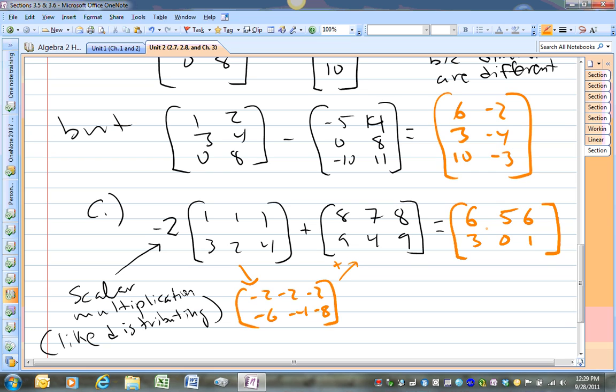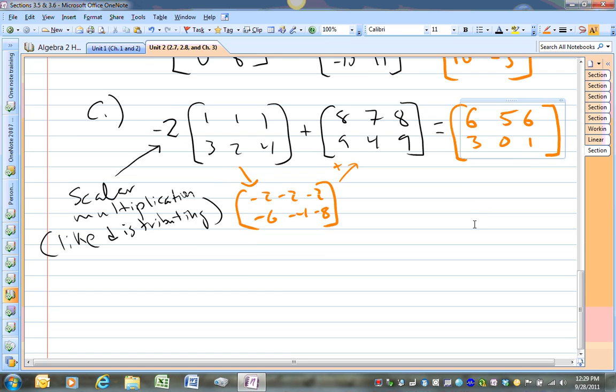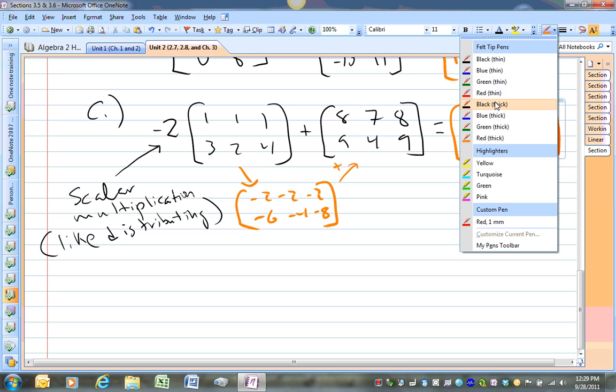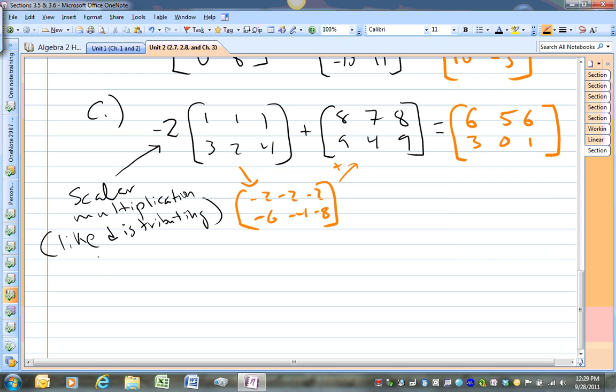Now I'm going to get into 3.6. So everything I did was really basically 3.5 stuff. Very simple. I'll show you how to do it in the calculator as well, but very, very simple. 3.6. So now I'm going to do a part D. Let's try multiplying two matrices. This will be fun.